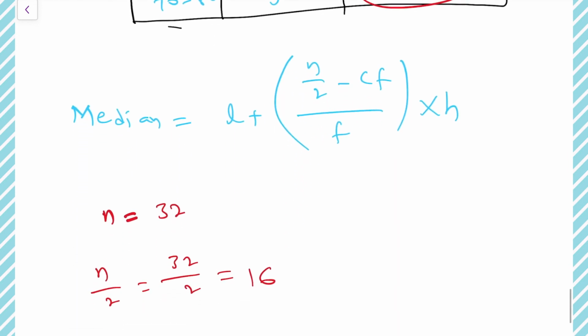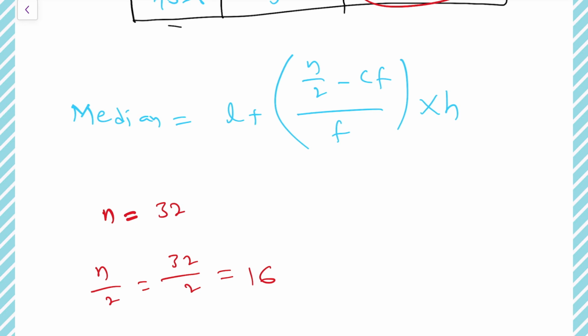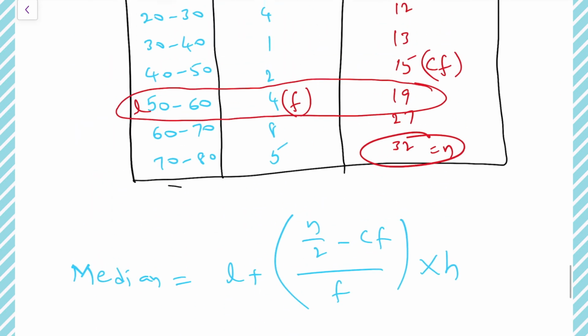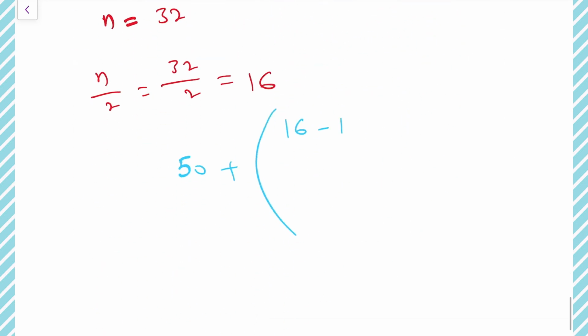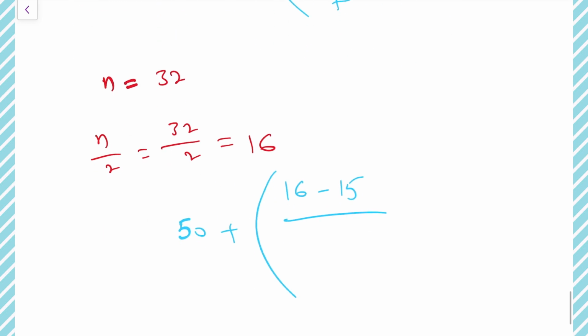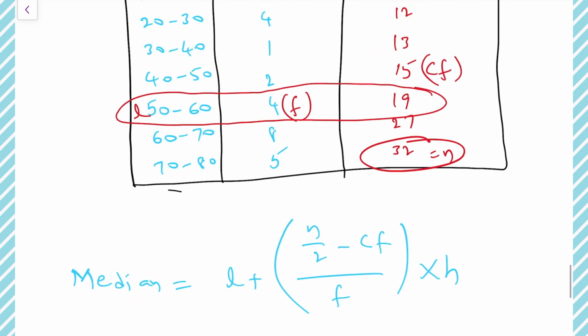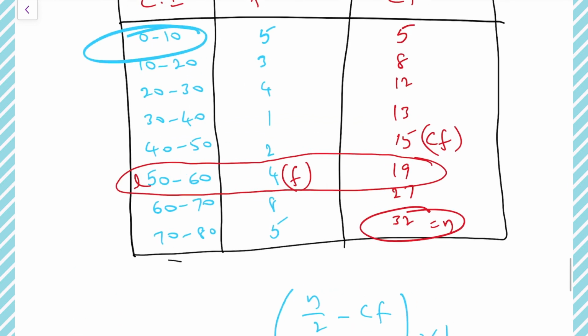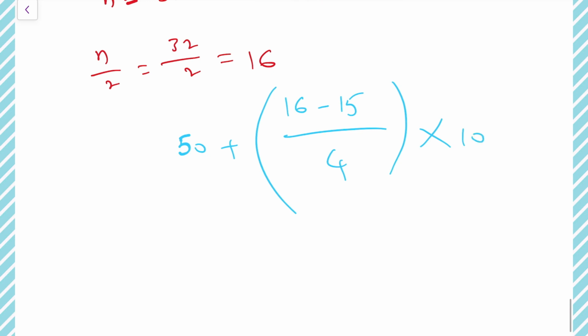Okay, got it. Okay, now let us substitute in the formula. First one is L, right? So L value is 50. 50 plus N by 2. N by 2 is 16 minus CF. CF is 15 divided by F. F is 4 times H. H is same for mode, median, whatever it may be. That is any class interval you take and subtract, 0 to 10. So 10 minus 0 is 10. So write that 10 here.